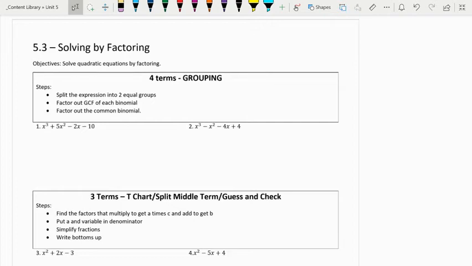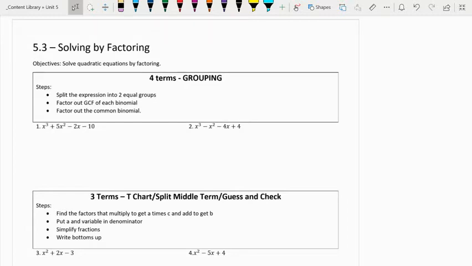All right, let's talk about 5.3, which is solving by factoring. So the first thing that we need to do is talk about factoring in general. This is something that you talk about a lot in algebra classes. We need to make sure we have a solid foundation before we move forward.